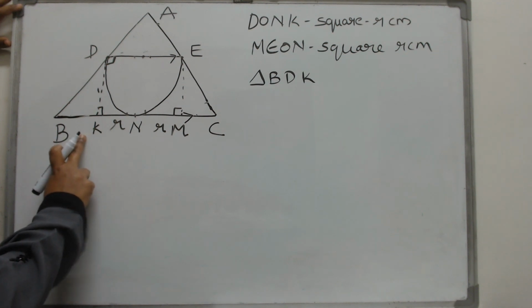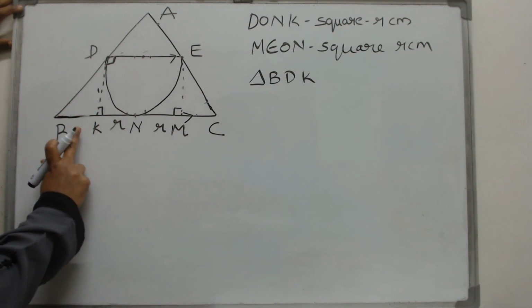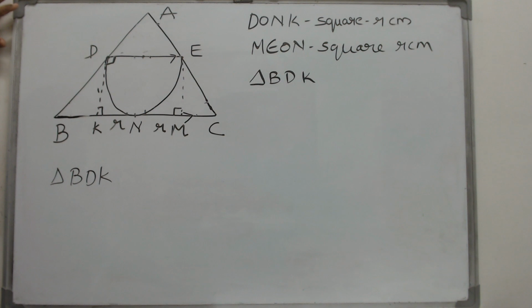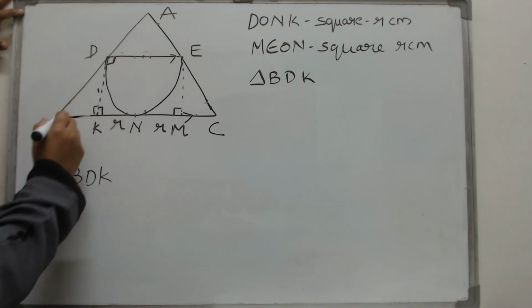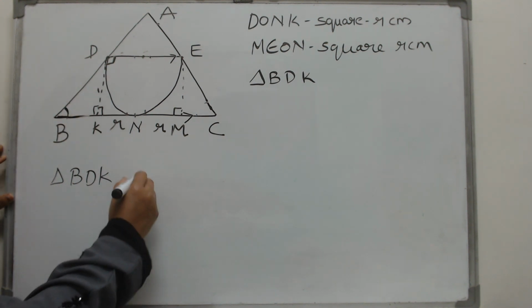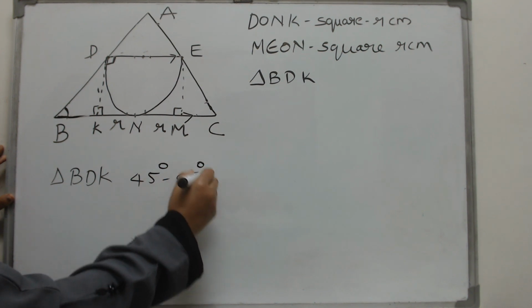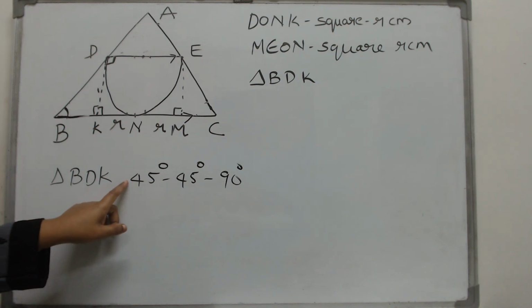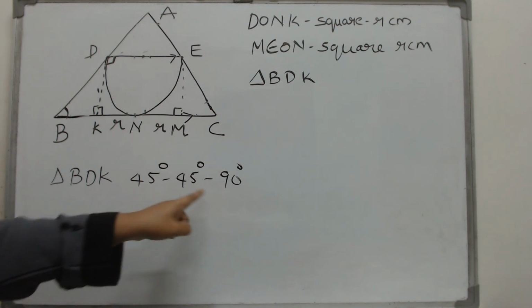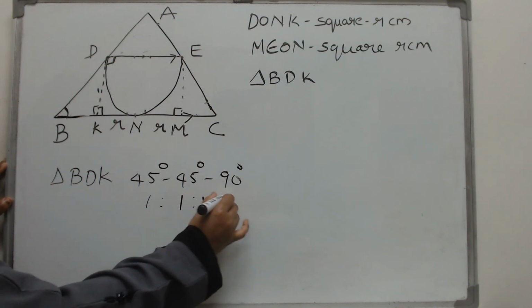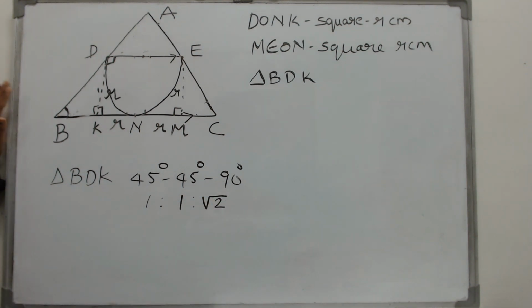Now let us concentrate on finding what this BK is. Look at the triangle BDK. What do you know about the angles? K is 90 degrees. B we know was 45 degrees. So what is the third angle? That is also going to be 45 degrees. So it is a special triangle. It is a 45, 45, 90 triangle, which means what? The ratio of the opposite sides. With this angle, whatever the opposite sides come, they will be in the ratio 1:1:root 2.